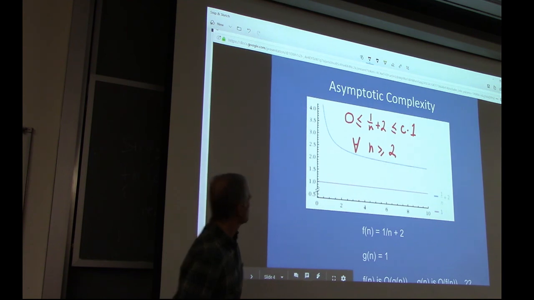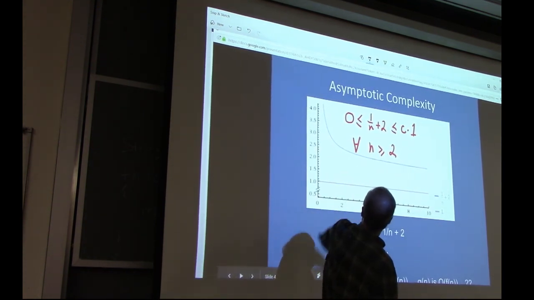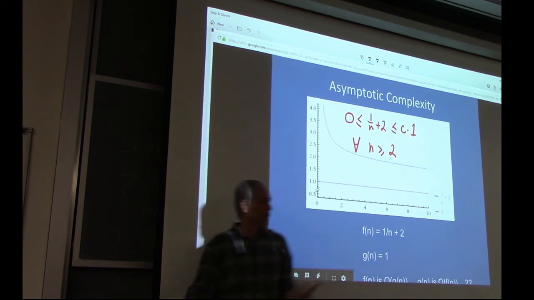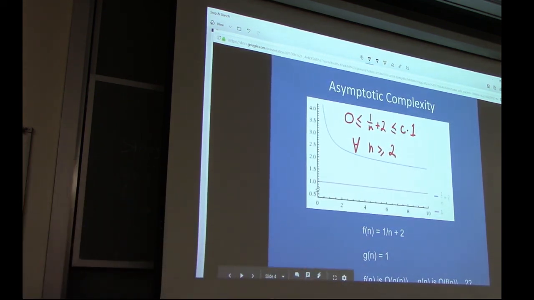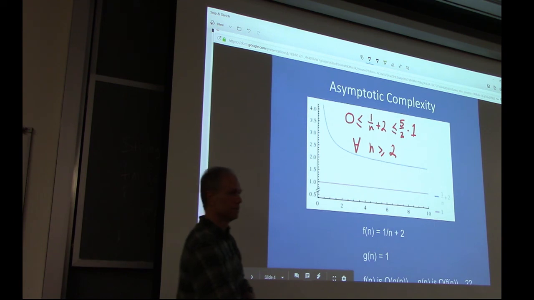So what can we multiply? What is the value of this thing at 2? It's 1 over 2, so it's 2.5. So that's our c, right? We could let c be 2.5, 5 halves, or anything bigger. And that's a true inequality. You can just see it off the graph.